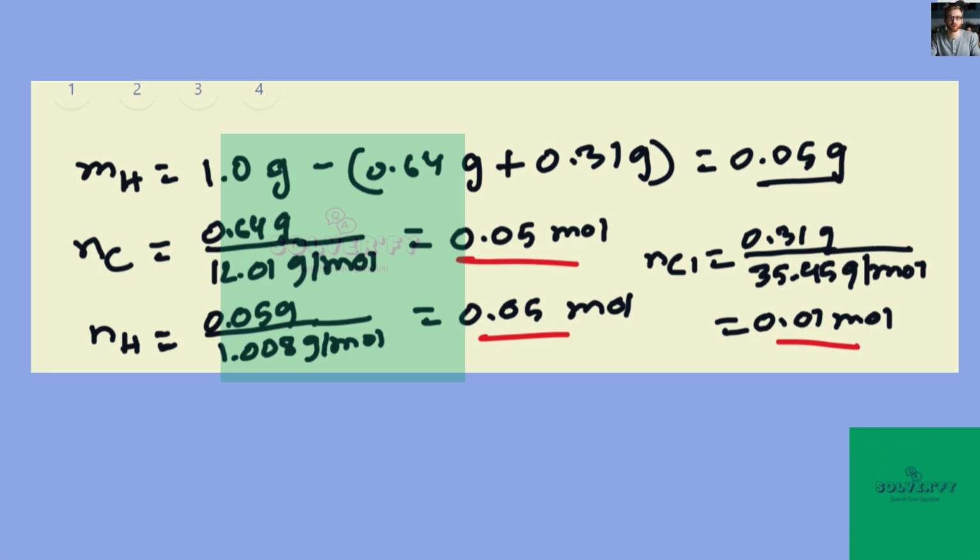Now we know the number of moles of each element present in 1 gram sample. Now we have to find out the simplest whole number ratio of these moles, and we will find that by simply dividing each number of moles by the smallest number of moles, which is 0.01 mole. So we'll divide each number of moles by this to get the simplest whole number ratio for each element. So the whole number ratio for carbon will be 0.05 mole over 0.01 mole, which will give us a value of 5.